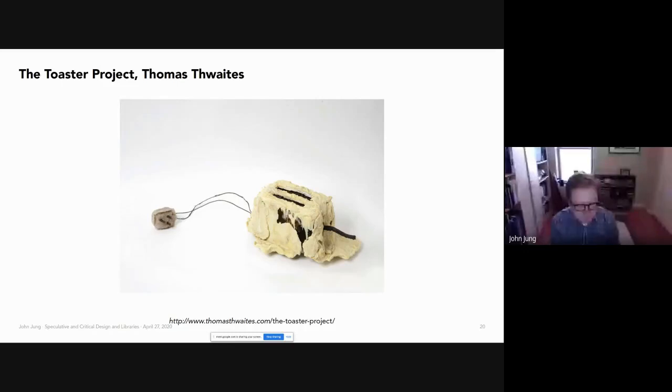As part of his project, he snuck his toaster into a display at a store and put a price on it. He priced his work at several thousand dollars. So I think that this is interesting because it kind of demonstrates how different critical design is from other types of design work. So next I'm going to give two examples of this kind of design work from libraries specifically.